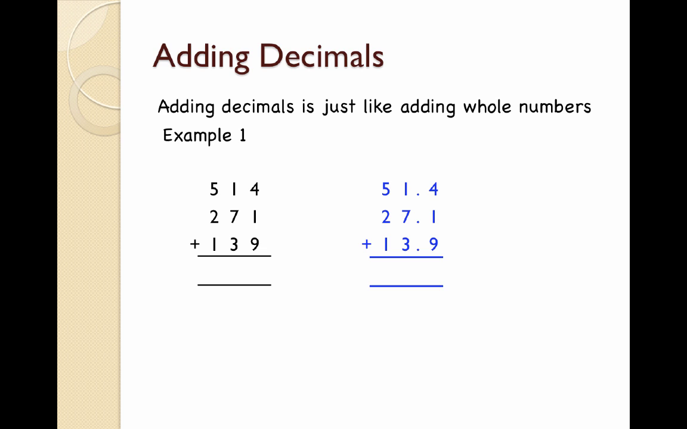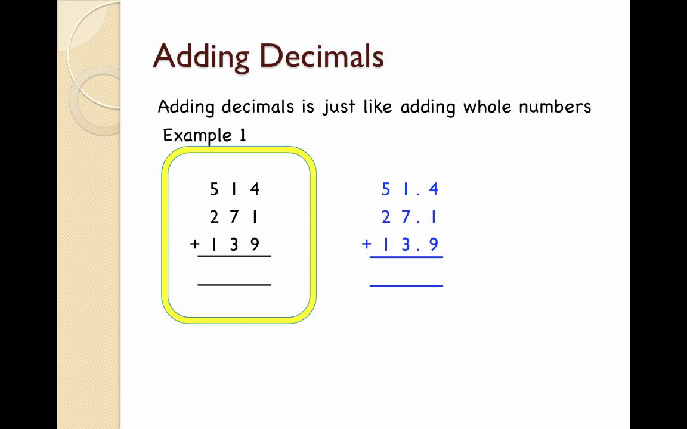When we add decimals, it's just like adding whole numbers together. Here I have two examples. On the left-hand side, I have whole numbers, and on the right-hand side, I have decimals. Both questions use exactly the same numbers, so let's take a look at the difference in the answers.